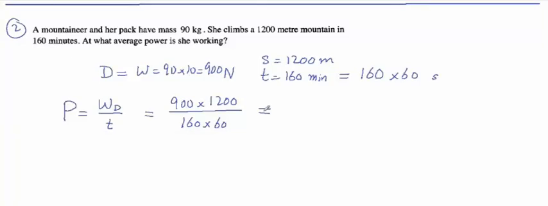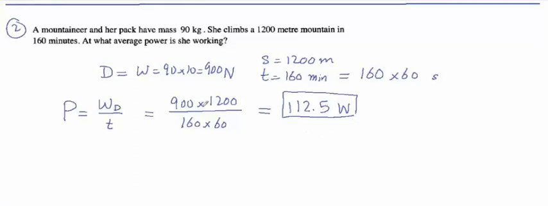900 times 1200 divided by 160 and 60. So it is exact 112.8. So it will be in watt. So this is the power which is needed to do this work in 160 minutes.